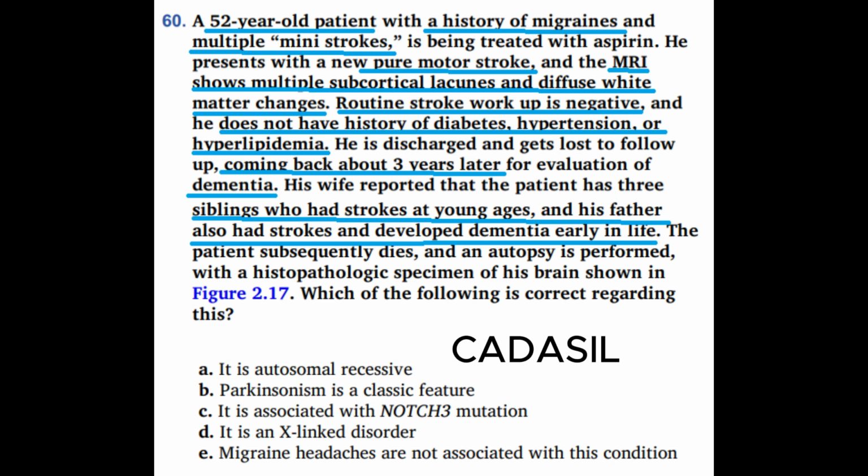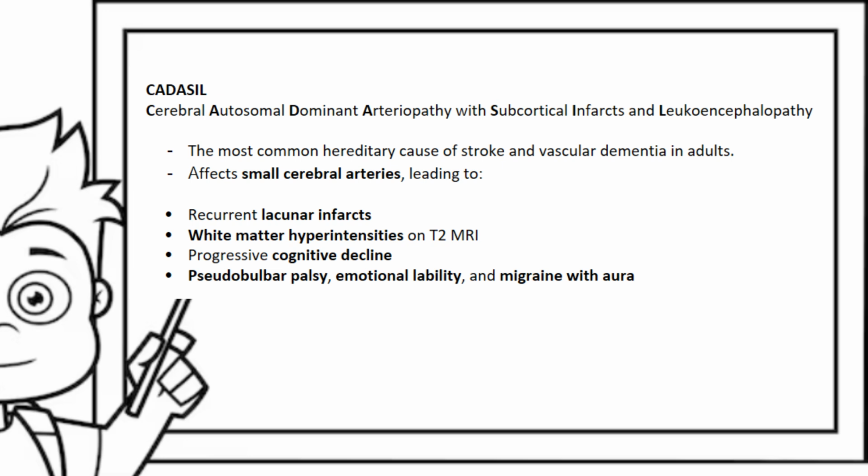Let's unpack this acronym. CADASIL, like we said, stands for Cerebral Autosomal Dominant Arteriopathy with Subcortical Infarct and Leukoencephalopathy. And this is the most common hereditary cause of stroke and vascular dementia in adults. The condition affects small cerebral arteries, leading to recurrent lacunar infarcts, white matter hyperintensities on T2 MRI, and progressive cognitive decline. You also have pseudobulbar palsy, emotional lability, and migraine with aura.